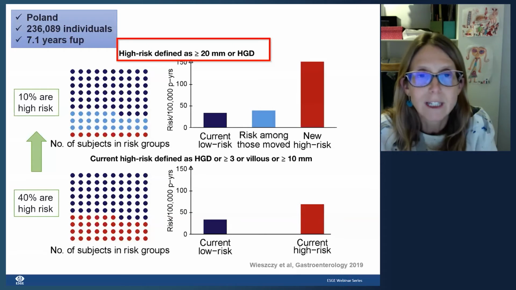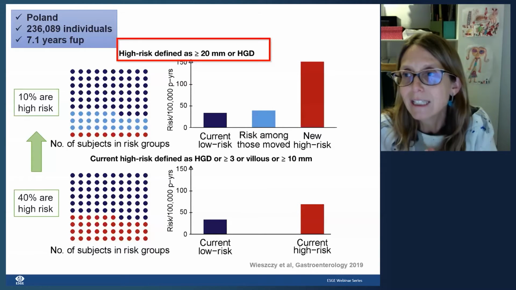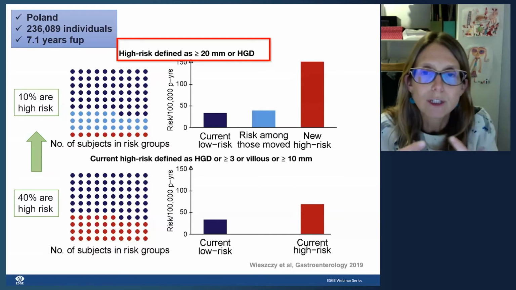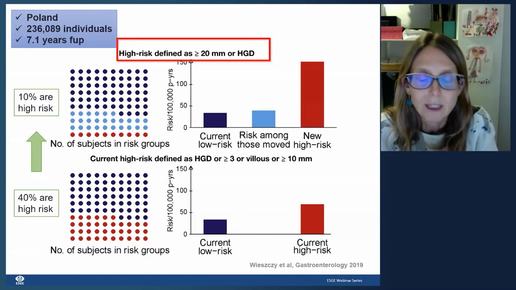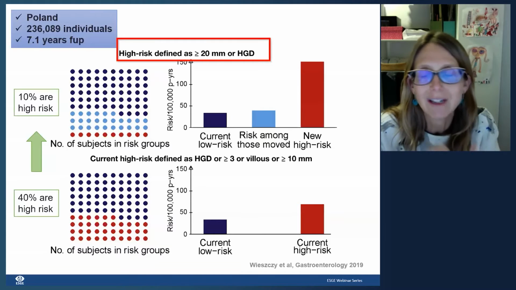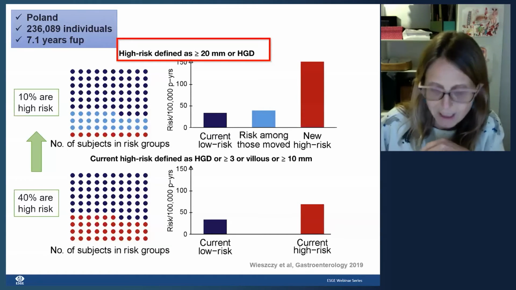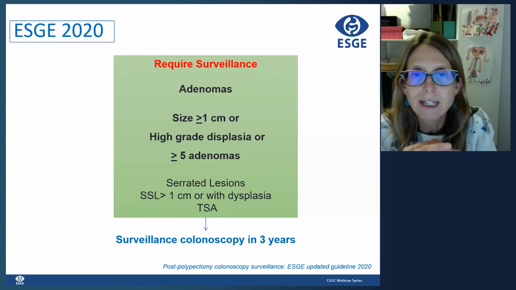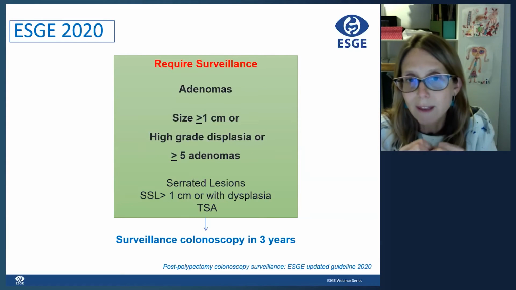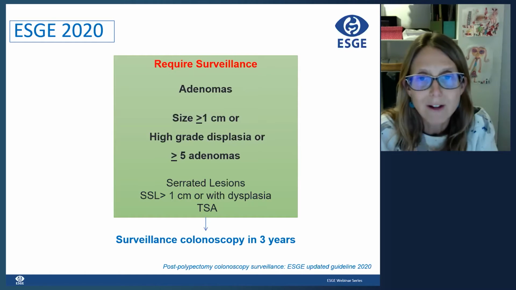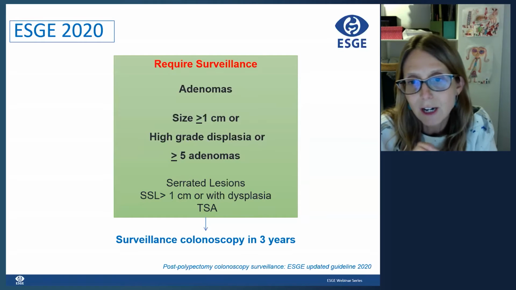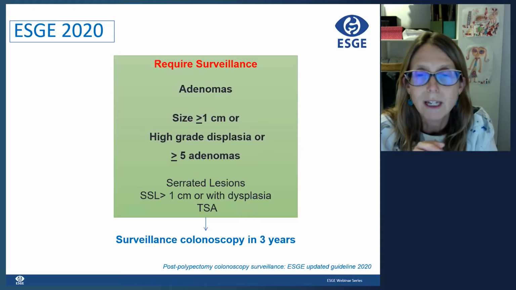However, even if we already have this evidence published, the guideline decided not to push the limit to 20 millimeters, because maybe there was not enough evidence yet, and it's a lot of change, and we think it's better to go bit by bit. So in summary, with respect to adenomas, those people that will require surveillance are those that have 1 adenoma that is 1 centimeter or larger, high-grade dysplasia, or 5 or more adenomas, and they will need to have a colonoscopy in 3 years.